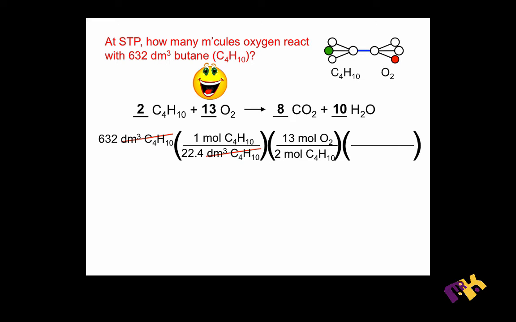And then finally, we need to know the number of molecules. So we're going to use Avogadro's number on top, canceling moles on the bottom. So 1 mole of oxygen will always consist of 6.02 times 10 to the 23rd molecules. All right, so looking at your setup, are you close in your setup?